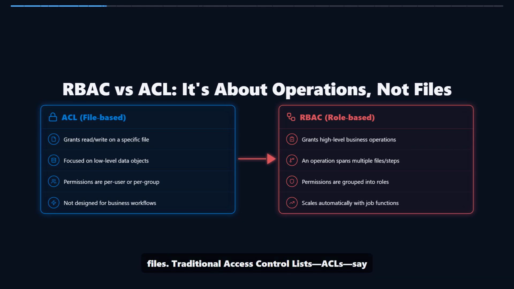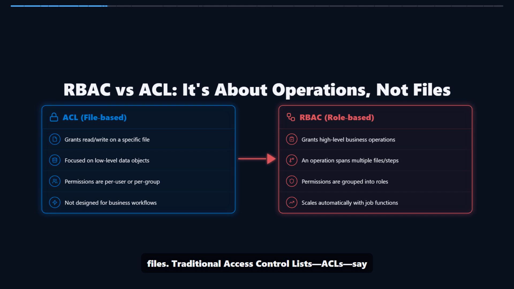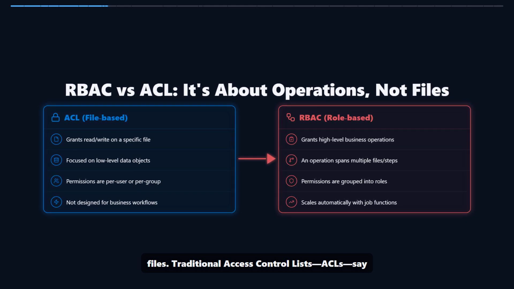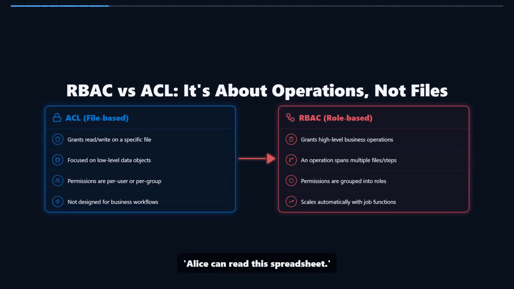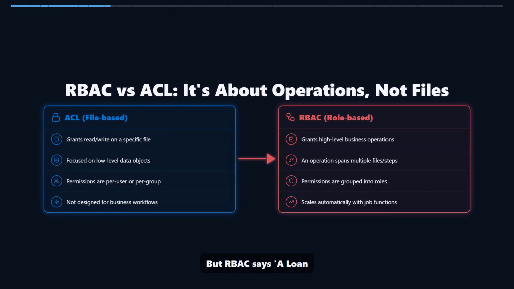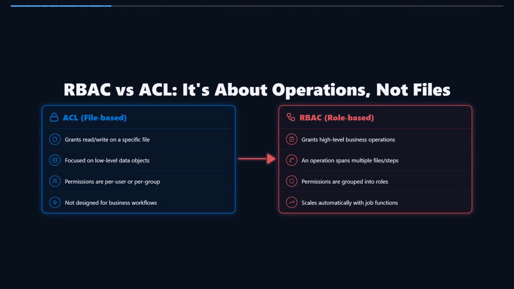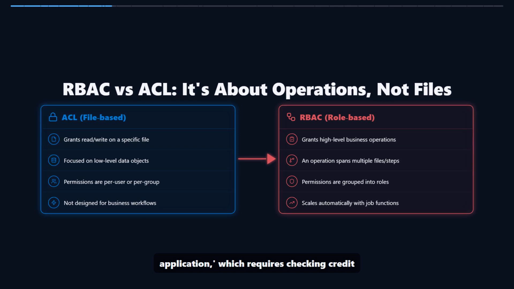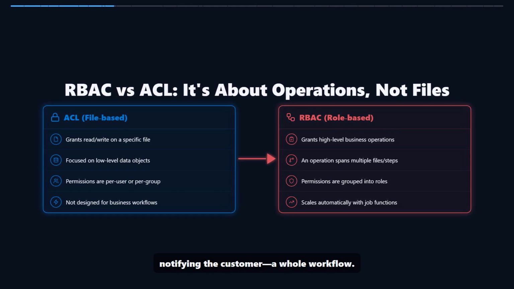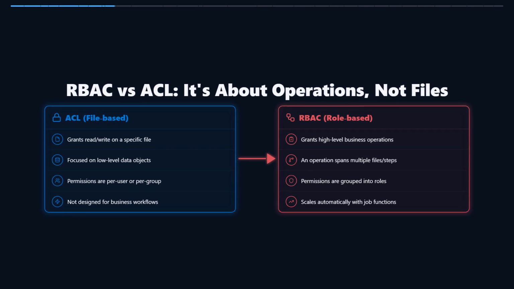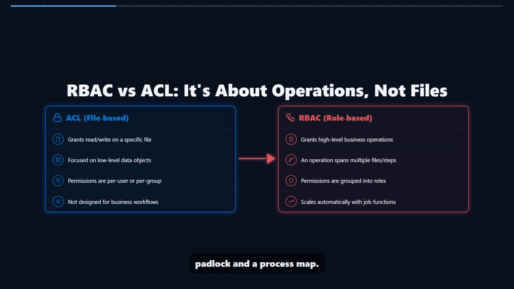RBAC's real power is in modeling business operations, not just files. Traditional access control lists, ACLs, say, Alice can read this spreadsheet. That's fine for file shares. But RBAC says a loan officer can approve a mortgage application, which requires checking credit scores, updating underwriting systems, and notifying the customer. A whole workflow. That's the difference between a padlock and a process map.